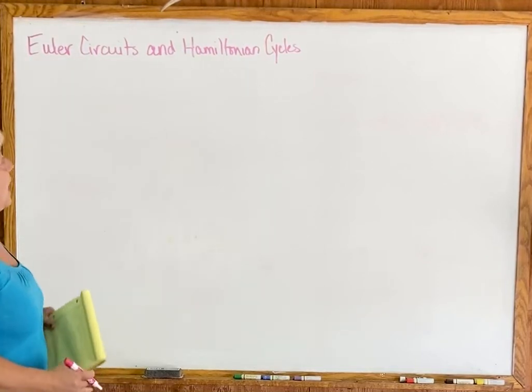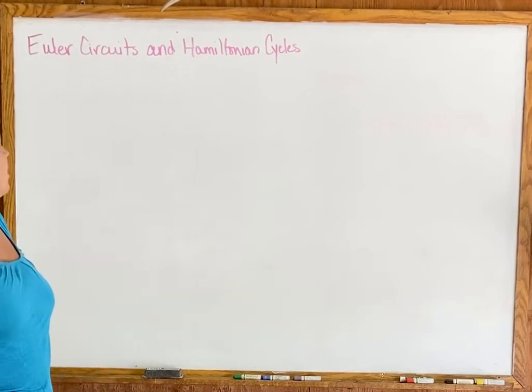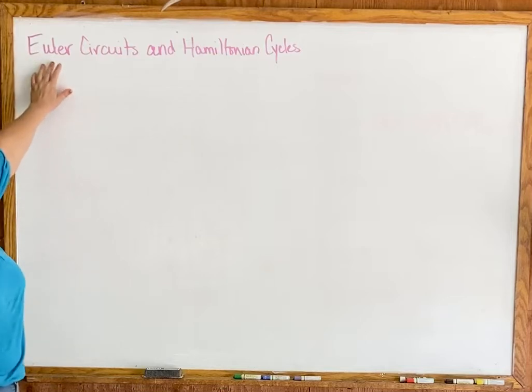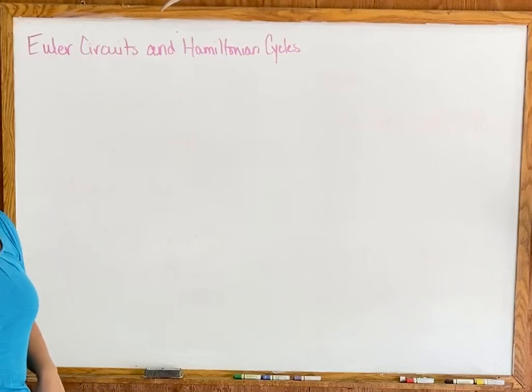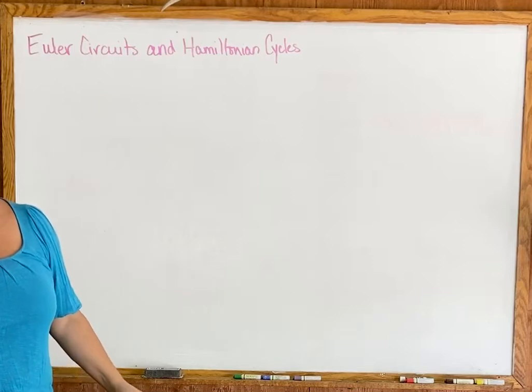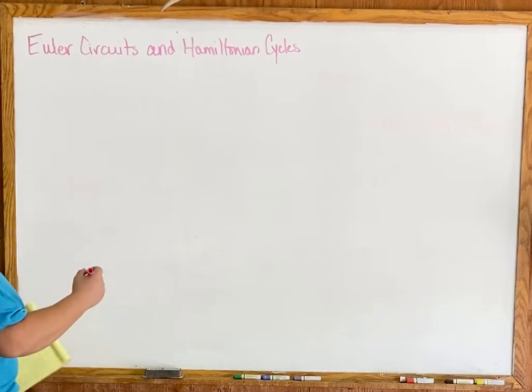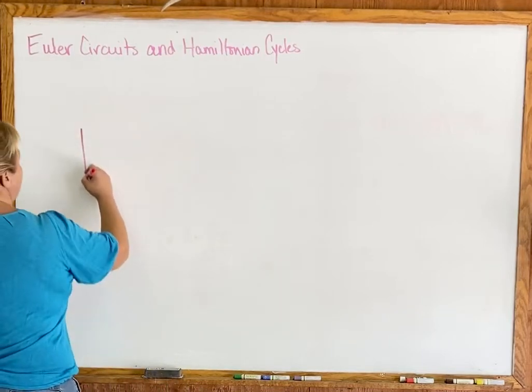So this first section we're looking at is called Euler Circuits and Hamiltonian Cycles. I know that looks like "Yoowler," but it's pronounced "Oiler," that's the way you say his name. You've all seen this before someplace, but you just never heard the proper names for it. So I'm going to give you a little example to start with. I'm going to draw you a little picture.